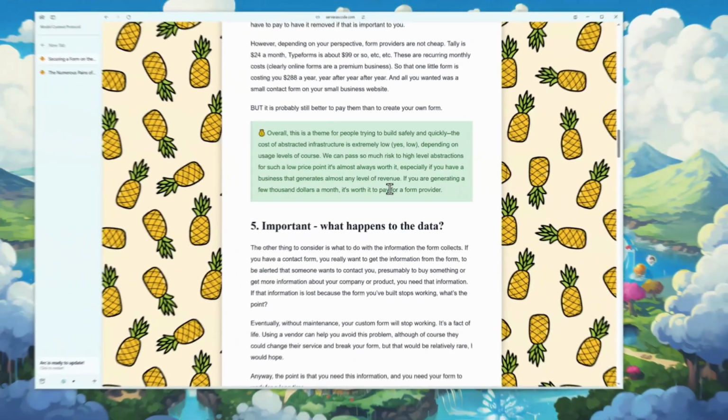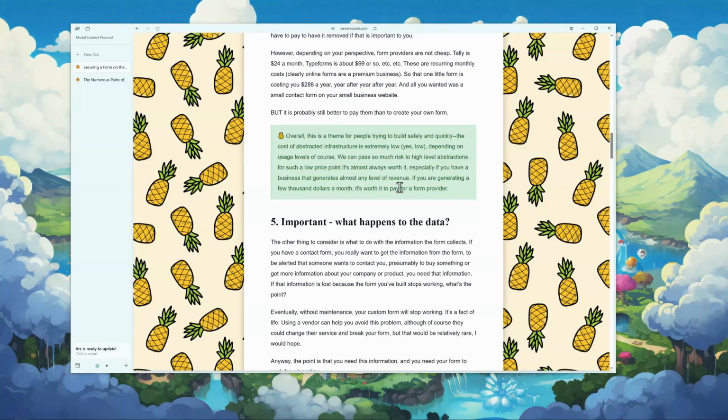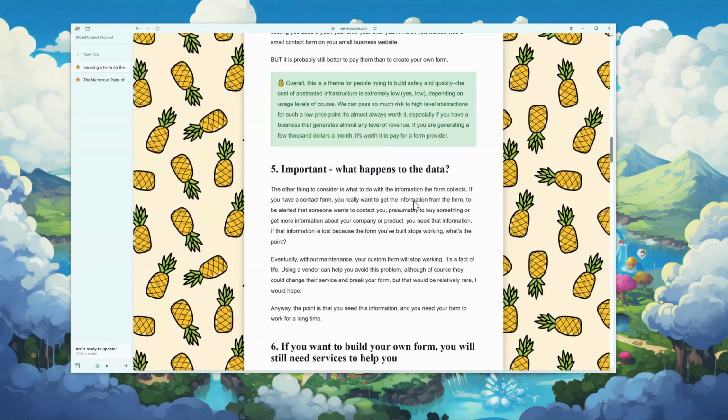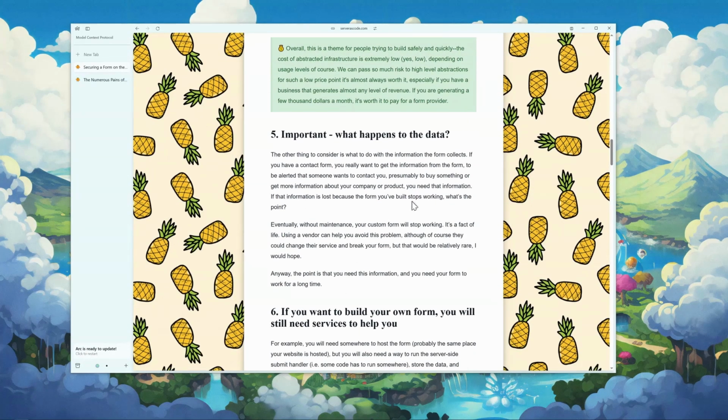Sure, it's going to add up, $20 here, $40 there, $50 there, but for a couple hundred dollars a month, you can get a ton of services that really will save you a lot. The other thing to think about when you're doing a form is where does the data go?